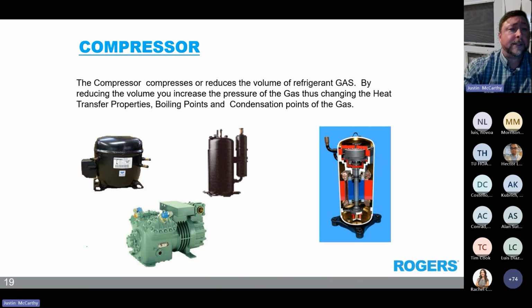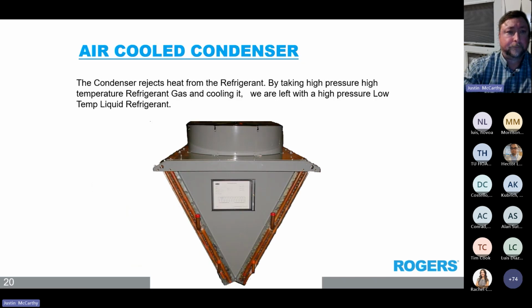The compressor compresses or reduces the volume of refrigerant gas. By reducing the volume, you increase the pressure of the gas, thus changing the heat transfer properties, boiling points, and condensation points. The air-cooled condenser rejects heat from the refrigerant by taking high pressure, high temperature refrigerant gas and cooling it. We are left with a high pressure, low temp liquid refrigerant. This could also be replaced with a water cooled condenser, which would accomplish the same thing.